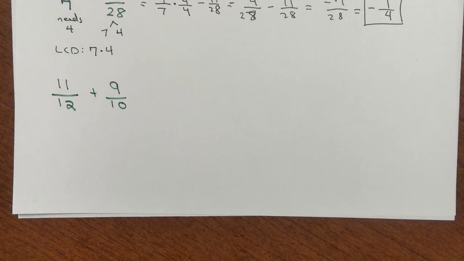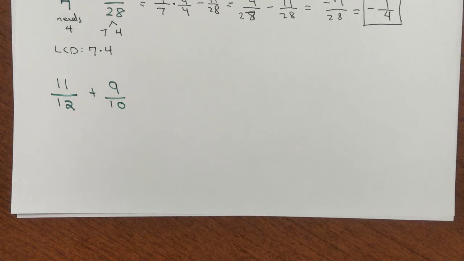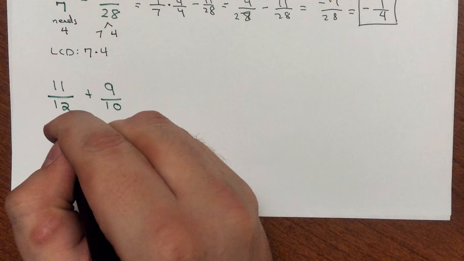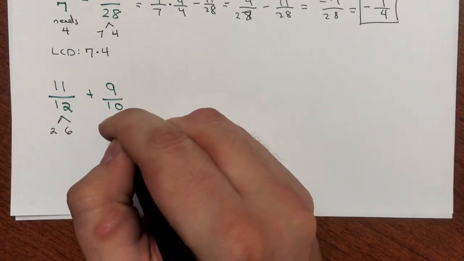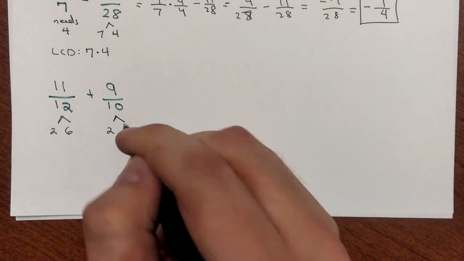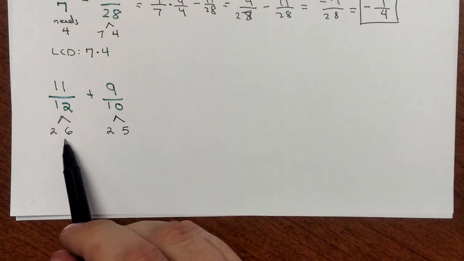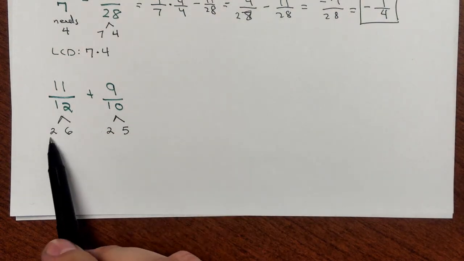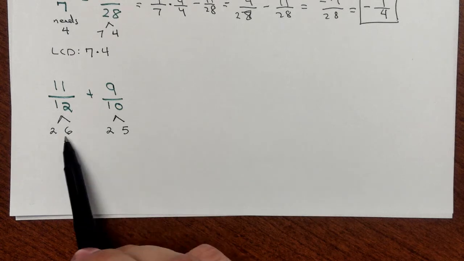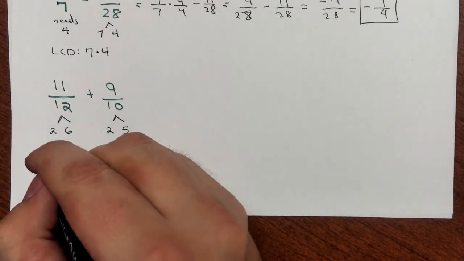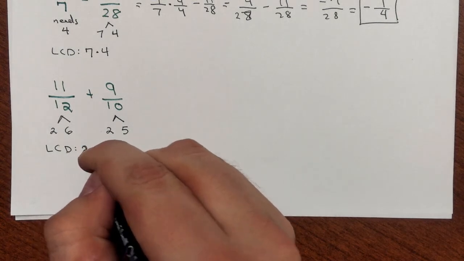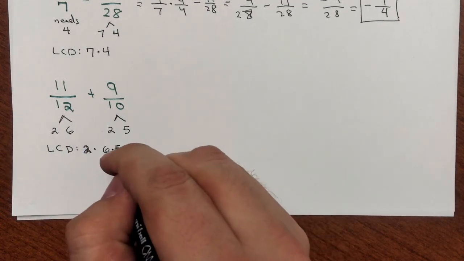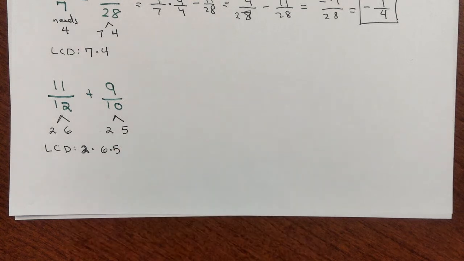11/12 plus 9/10. Okay, so again, I want to think about this. I know that 12 is 2 times 6, and again, I could factor that more. I know that 10 is 2 times 5. Well, I could factor 6 more, but at this point in this factorization, I can see that they both have a 2 in common. This one has a 6, where this one has a 5. So my least common denominator needs to have that 2 that they have in common, and a 6, and a 5. Okay?